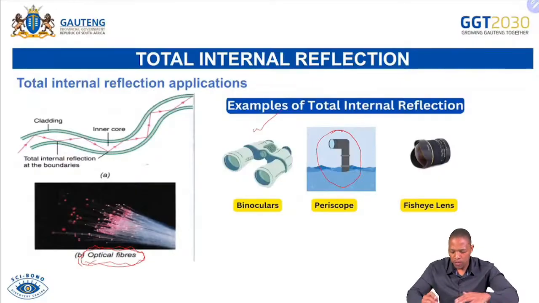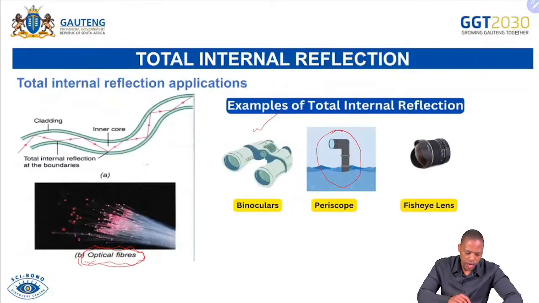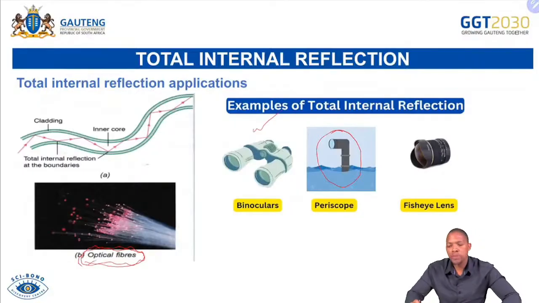So it's important for you to know the examples where you can find total internal reflection, such as in optical fibers. Unfortunately, we don't have time to go through each and every one as to how the total internal reflection occurs there. But it's important for you to understand that total internal reflection occurs in all of those materials.